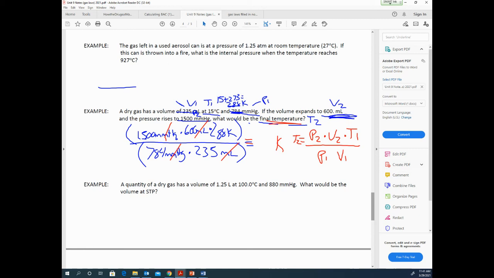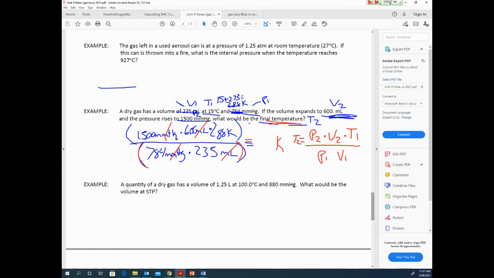All right, now just plug in the calculator. So I take 1500 multiplied by 600, multiplied by 288, hit enter. And then I divide, but these are multiplied by each other. So to do this correctly, I'm gonna have to divide by a parentheses set, 784 times 235, close my parentheses set. The reason why I put the parentheses around them in the problem is because they are important. They need to be in parentheses or the calculator won't know which one to divide first.